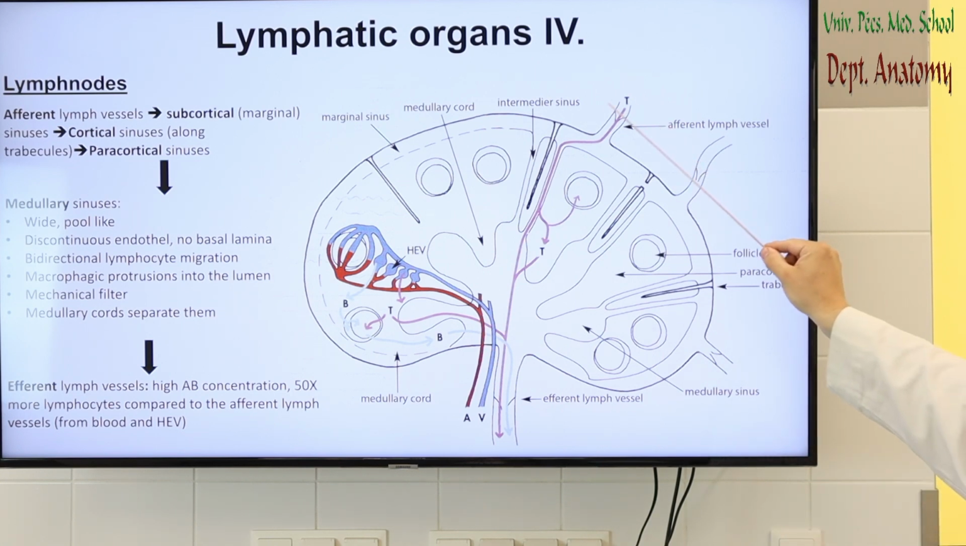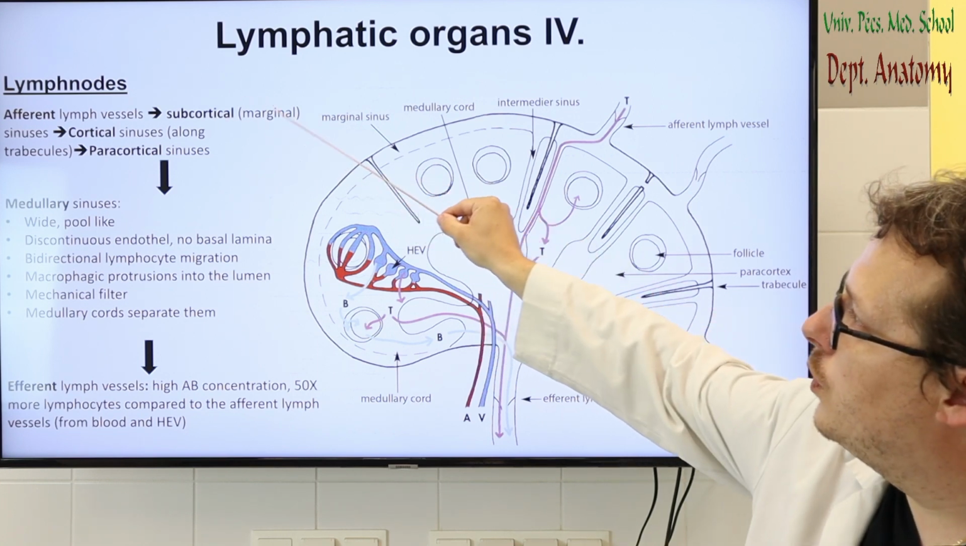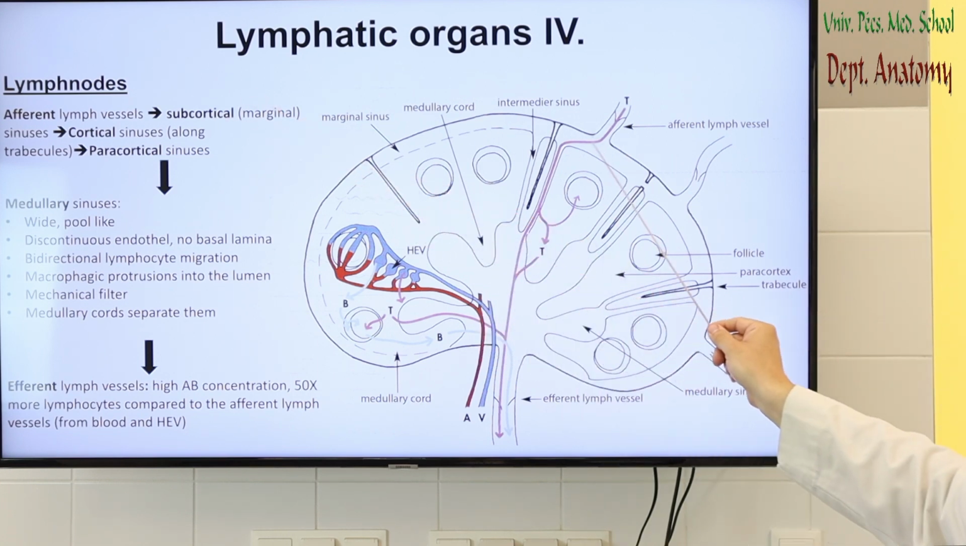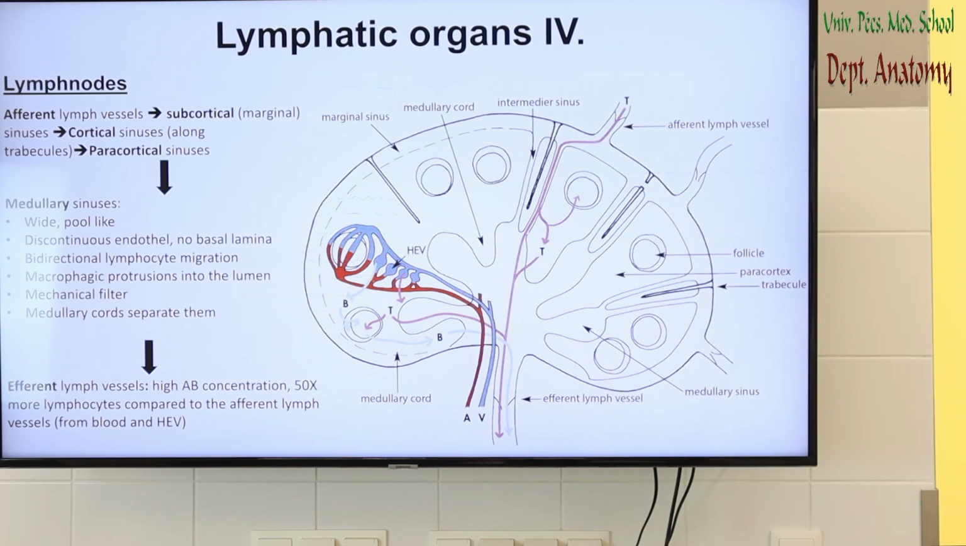Okay, so these afferent lymphatic vessels enter the subcapsular or marginal sinuses, which can be seen right here. After that, the sinuses continue along the trabeculae in the trabecular sinuses, and eventually they enter the paracortical sinuses, which leads us into the medullary sinuses.